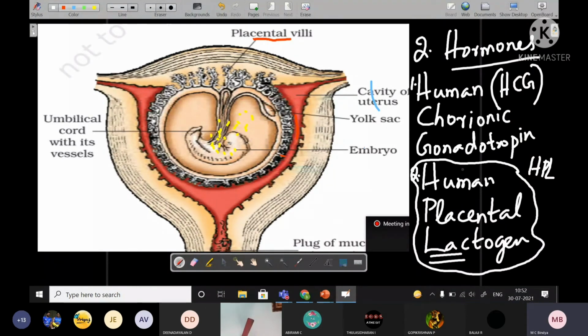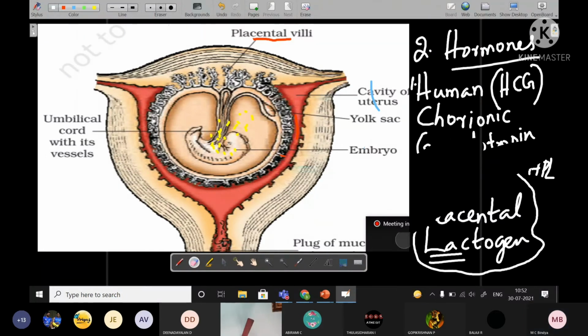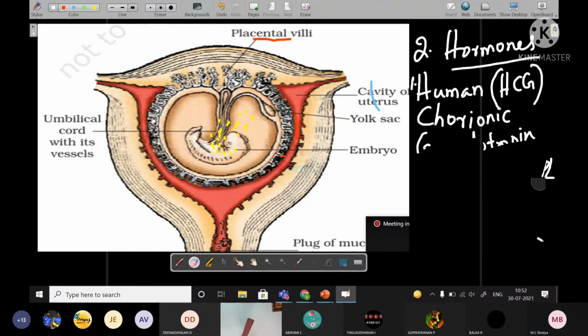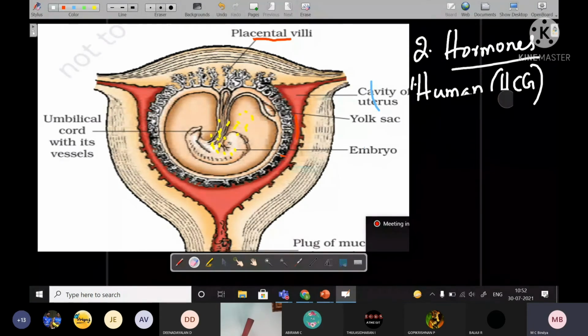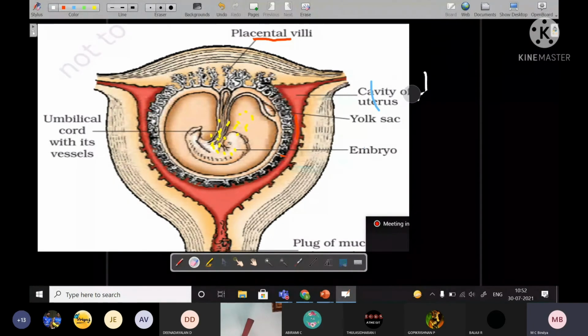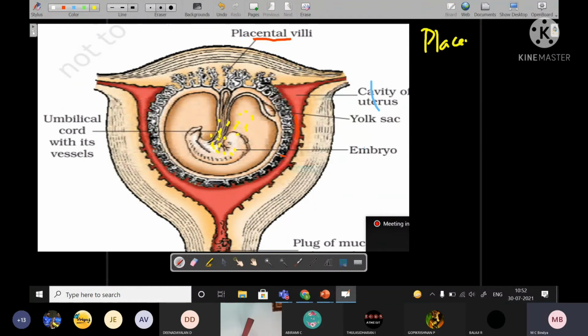Other than these two hormones, some general hormones are also produced. These two are placental hormones. Other than this, what is produced is estrogen and progesterone. Estrogen and progesterone are actually produced in the ovary, but due to the high ratio of estrogen and progesterone already in the mother's body, some help will be done by the placenta also. So the placenta also produces a little bit of estrogen and progesterone, which is required for the baby's growth. So this many hormones by the placenta.